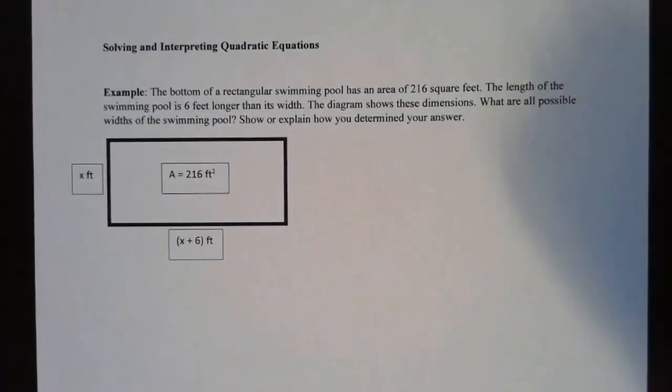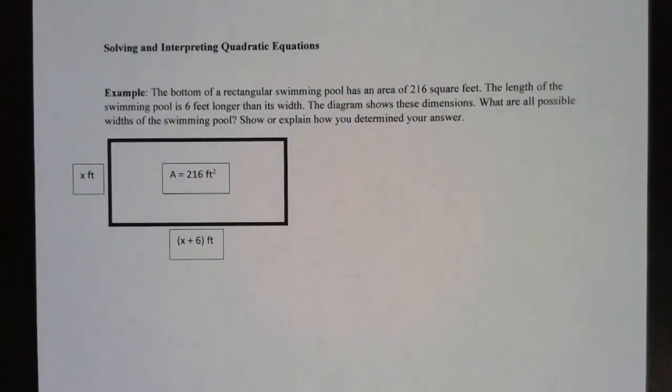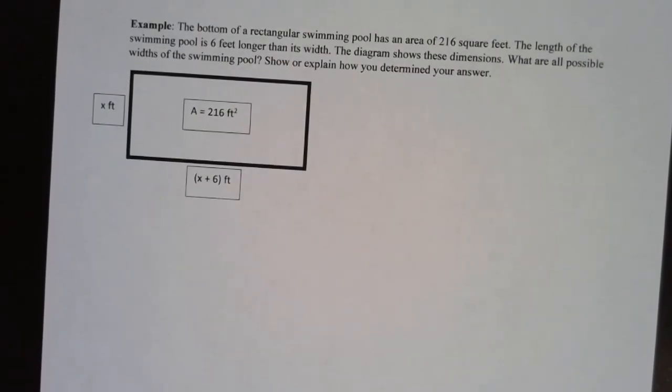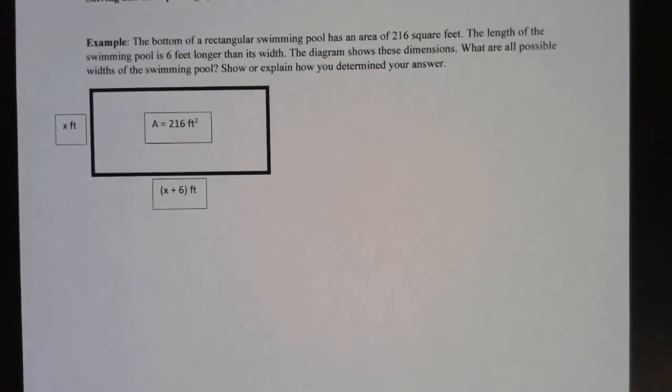Let's go ahead and take a look at the back of these notes. So here we have another example, another type of story problem where we're going to be writing quadratics. The bottom of a rectangular swimming pool has an area of 216 square feet. The length of the swimming pool is 6 feet longer than its width. The diagram shows these dimensions. What are all possible widths of the swimming pool? Show or explain how you determined your answer.